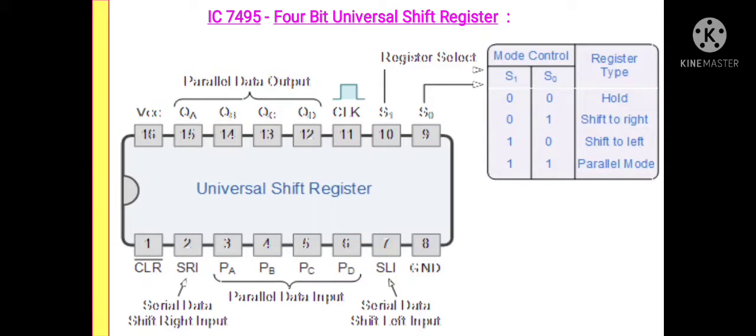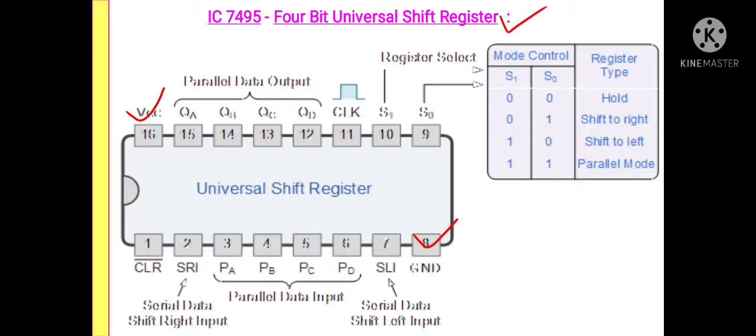Now come to this slide, which is IC 7495. This IC is used as a 4-bit universal shift register. This is a 16-pin IC which is available in dual-in-line package, in short called DIP. This IC works on plus 5 volt. This plus 5 volt is given with respect to VCC, which is pin number 16, and pin number 8, which is the ground pin.